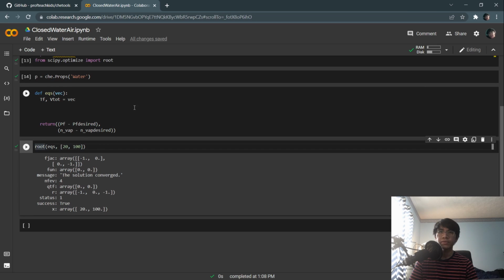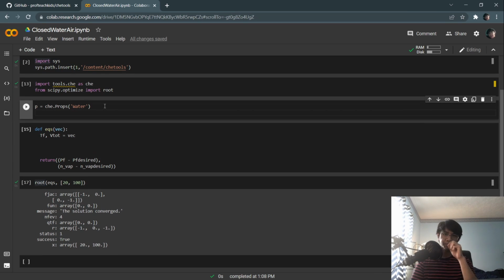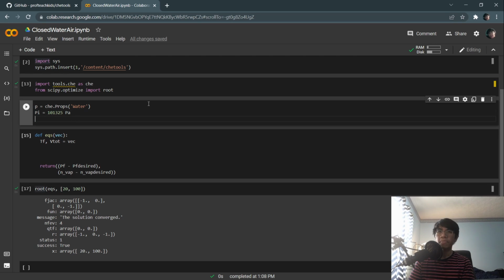And now, what do we do? We start writing all the relationships we know. Well, what do we know? Let's define all the parameters we know. So, pressure initial equals, what do we say? SI units, 101,325 pascals. Let's see, temperature initial is 298 kelvins. I should probably comment that out. Kelvins.